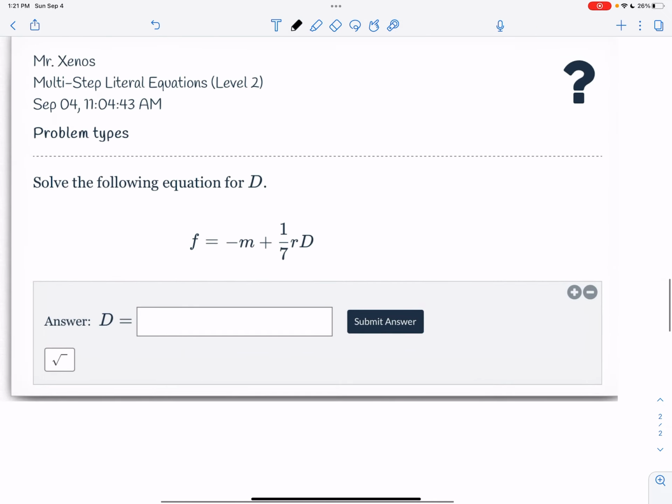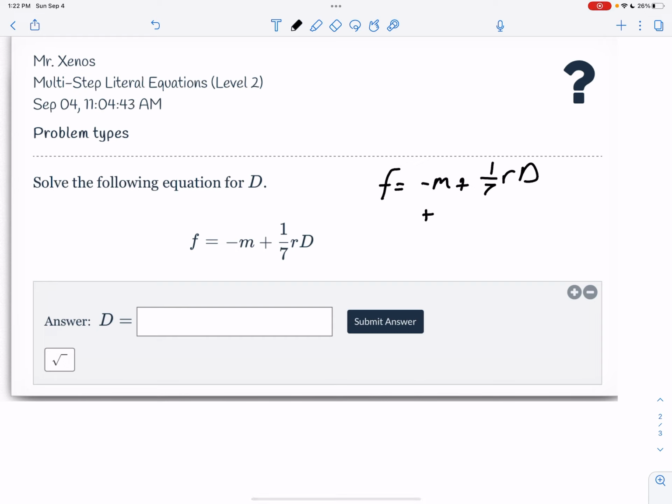And our last one, this one looks spicy. So I'm solving for d. I don't like this negative m. I don't like this 1/7. I don't like this r. So I get f equals negative m plus 1/7 rd. There's a lot of ways to go about this, but I'm going to do it step by step, like taking tiny goals as you go through instead of trying to do it all at once.